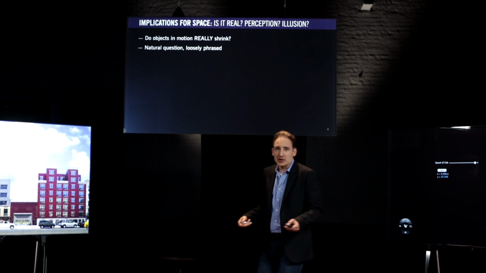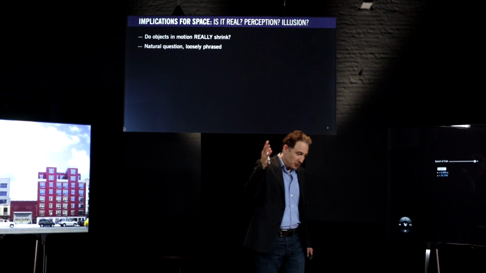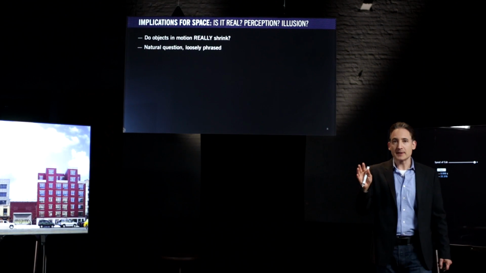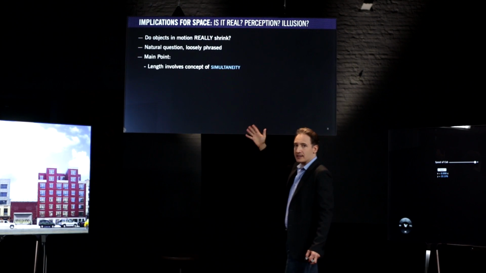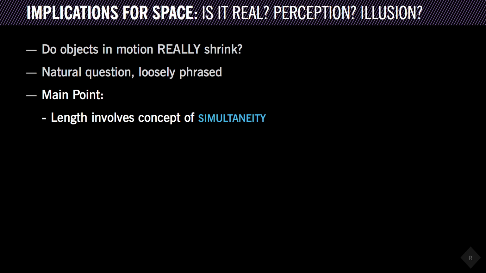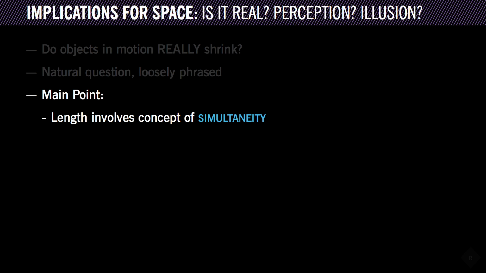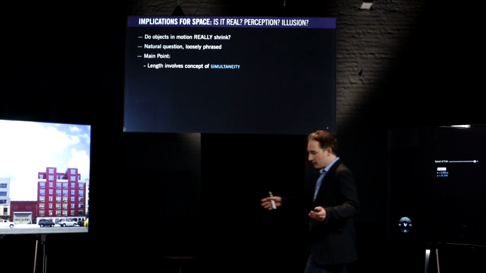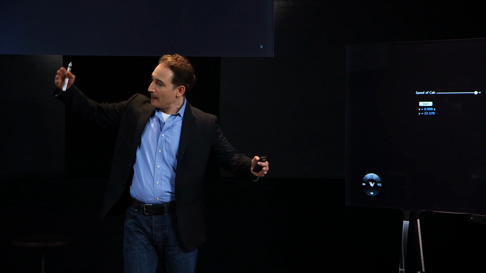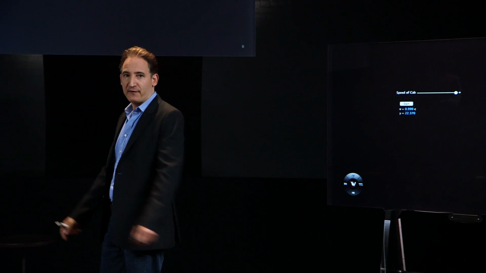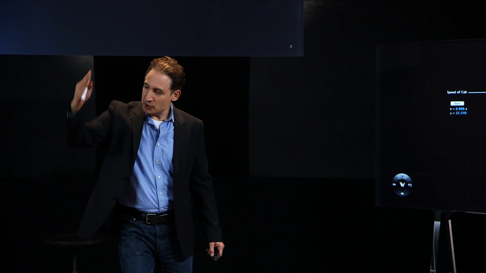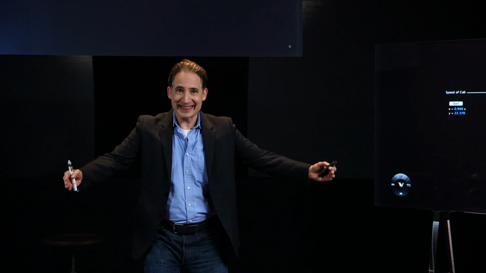And if it does, what's the force that's squeezing on it? Now, that's a natural question, but it's pretty loosely phrased, because the main point that we have come to is that the notion of length itself requires a notion of simultaneity. Because again, if you're measuring the length of an object in motion, if you first measure the back of the object and the object moves and then you measure its front, let's say I'm measuring the length of a fish in a pond, right? If it's swimming along and I first measure its tail and I let the fish swim and then I measure its nose, well, I'll get a different length than I would if I measured the nose and the tail at the same moment.